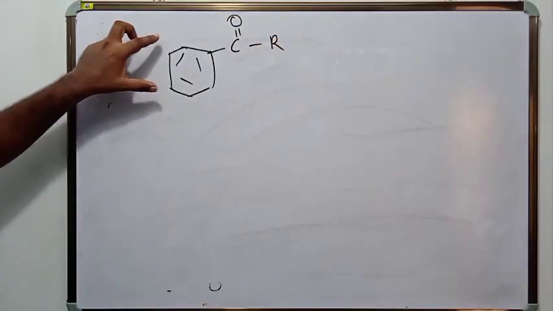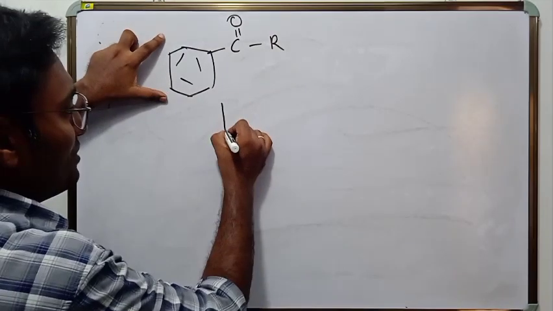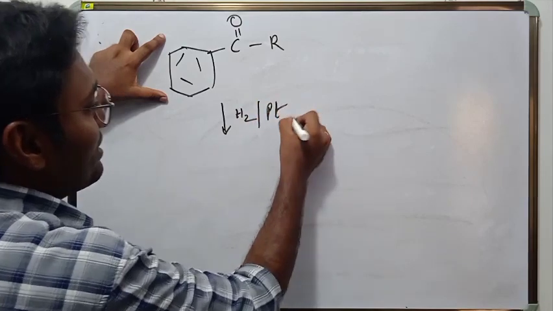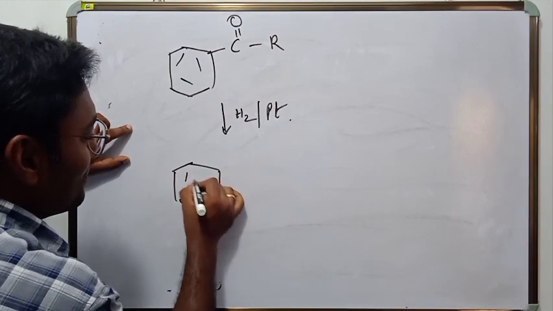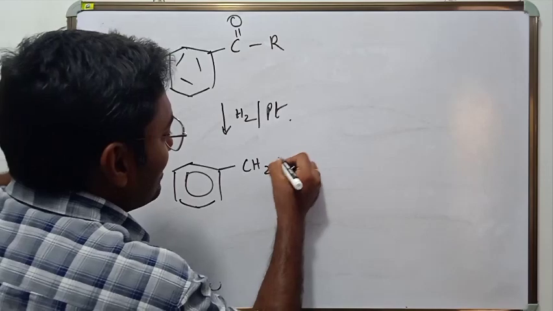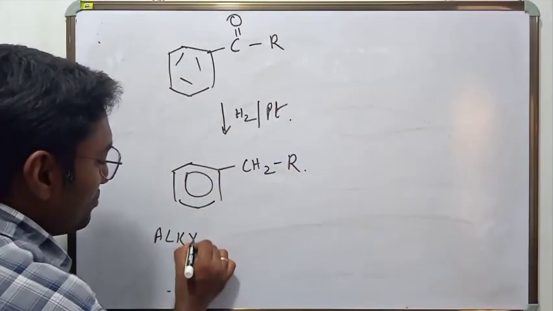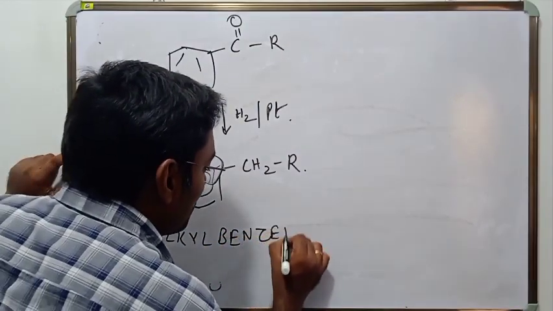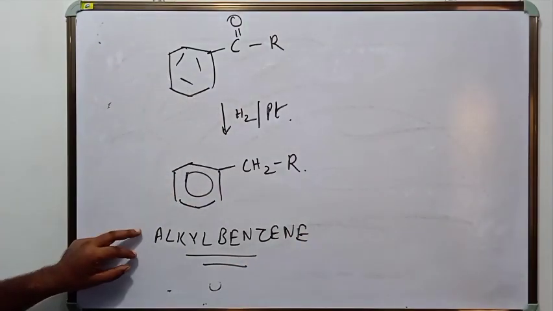Okay. What would I get if I am hydrogenating this? Let me hydrogenate it using H2 platinum. And what do I get? Yes, you are right. I get alkyl benzene. Students, do you remember which reaction was used for making alkyl benzene? Yes, Friedel Crafts alkylation.